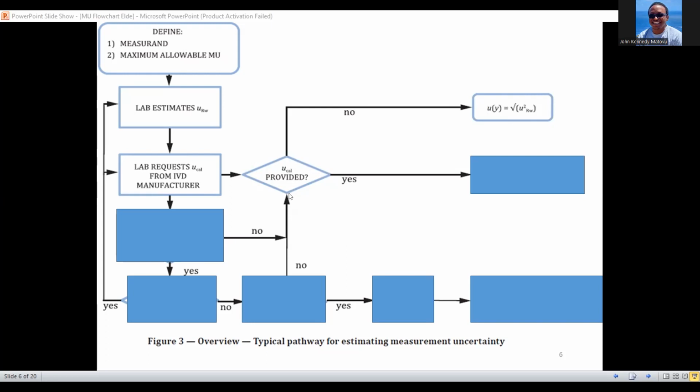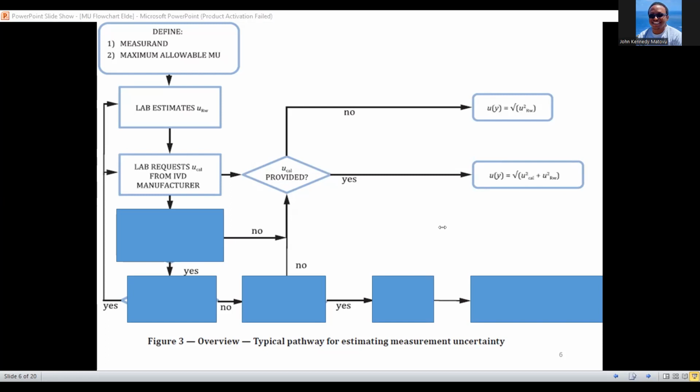All right, now, what if the uncertainty of the calibrator is obtained? It's yes. So how do we calculate our measurement uncertainty for that measurand? It will simply be combining their UCAL, but you need to square it so that you can add it to the square of your uncertainty from your long-term M precision. And then you can get the square root. Are we good so far?